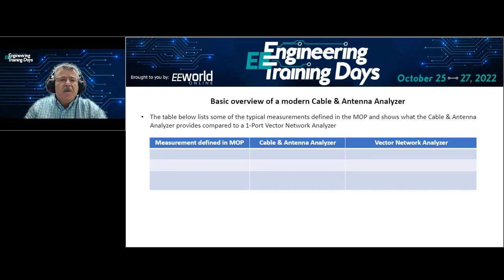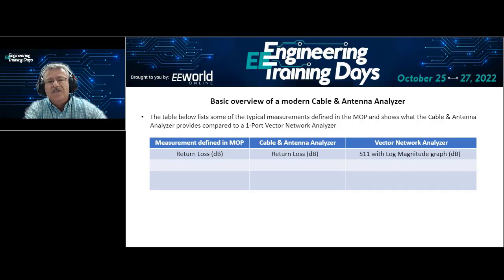Basically, the MOP will have a procedure in it, and it's going to say, measure return loss. And so what you're going to want to do is on your instrument, you want to see return loss. On a cable antenna analyzer, you're going to see return loss as an available measurement on the GUI. But on a vector network analyzer, you're going to have to set S11 with a log magnitude graph, which will give you a dB response. And that's essentially the equivalent of return loss, with one exception.